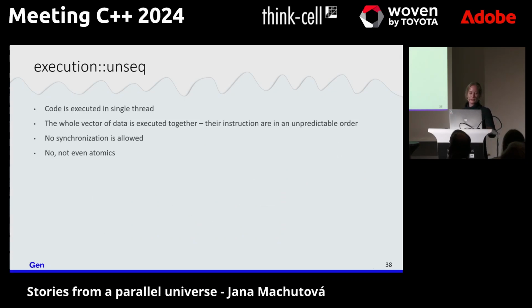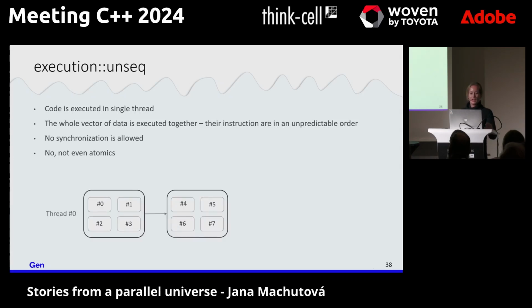Another type of policy is unseq. It's for vectorization, so it runs in a single thread, but more of the items together. So in this policy, there's no synchronization allowed. It's not even atomics. And it will look something like this. There is a bunch of items which run together, and then another bunch of items which are processed together.